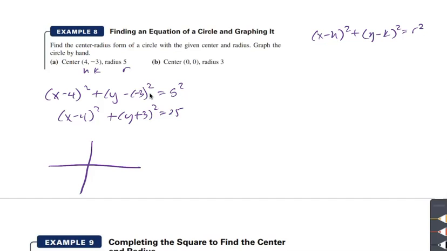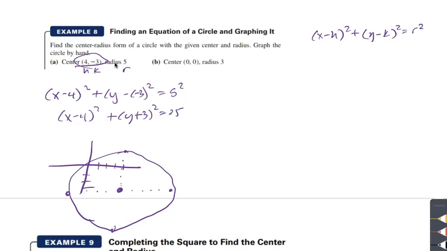And if I actually want to graph this, all we have to do is go to our center, which is (4, −3). 1, 2, 3, 4, 2, 3. And then go 5, our radius, each direction. So we're going to go 5 up. 1, 2, 3, 4, 5. 5 to the right. 5 to the left. So we're at 4. Let's be over here somewhere, and then 5 down. And again, my graph's not perfect, but you get essentially a circle. Something like that. So there we go.